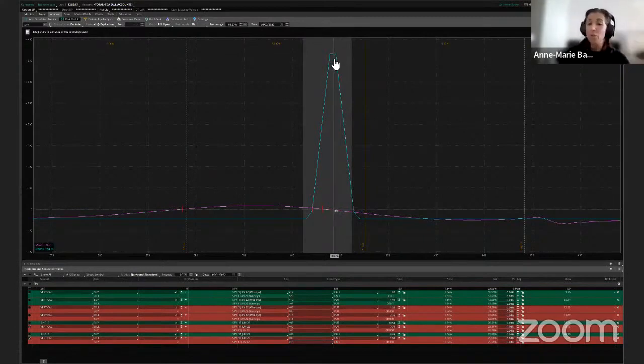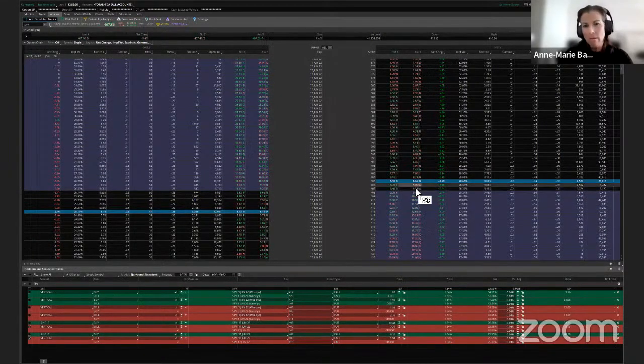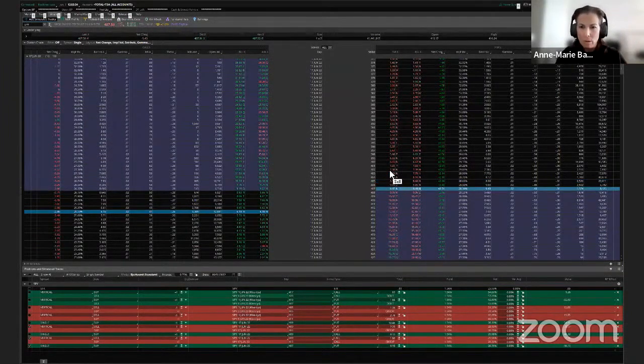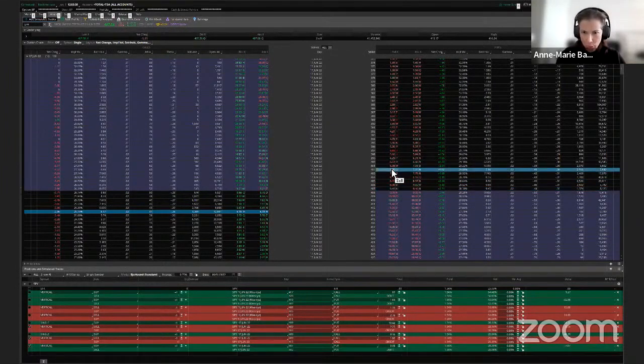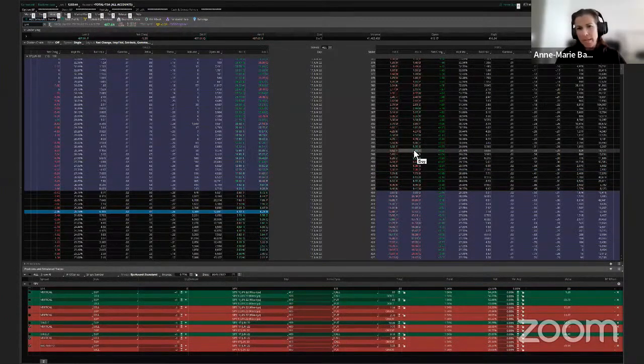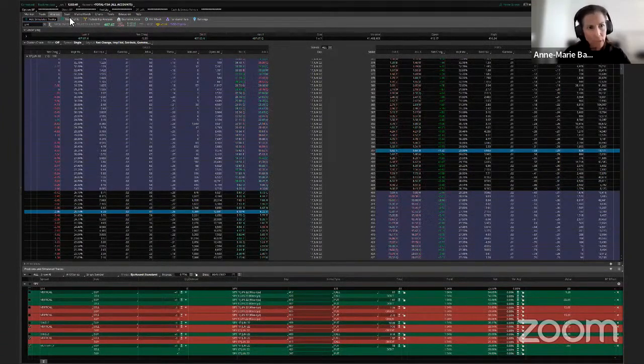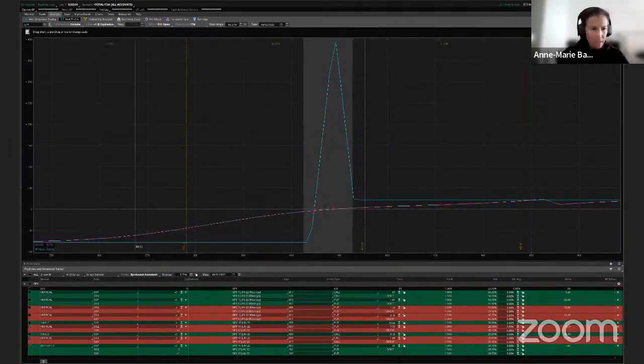Now, I'll show you what a regular butterfly looks like in the following way. So I'm going to go over here and we're going to do the put butterfly. And we're going to do the 407, 402, 397 butterfly. See how that says butterfly right there? We're going to go over there to the risk profile.